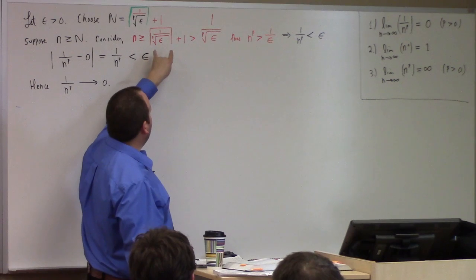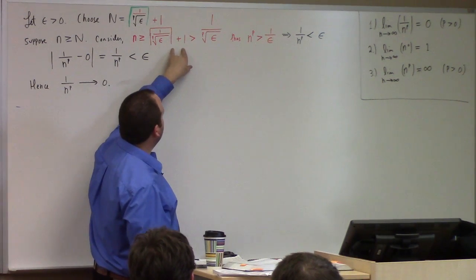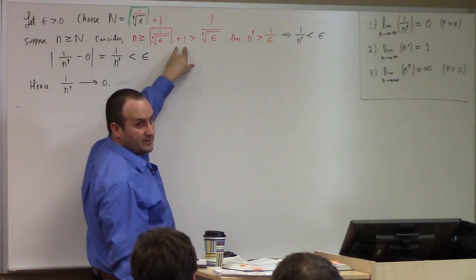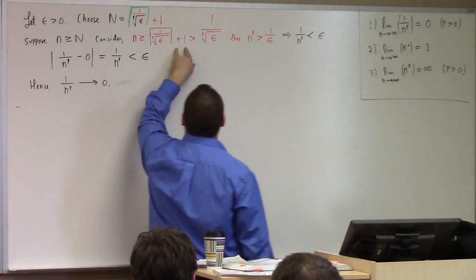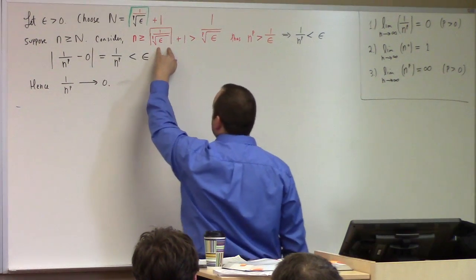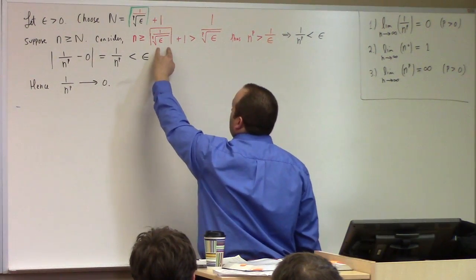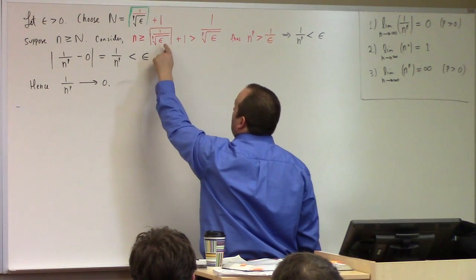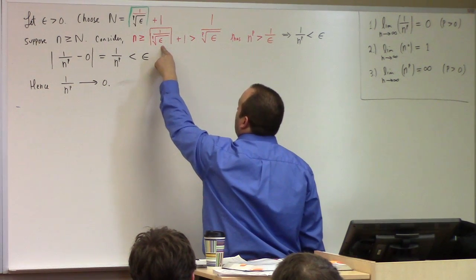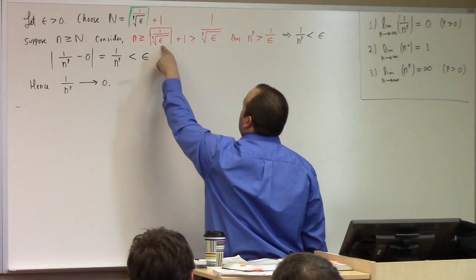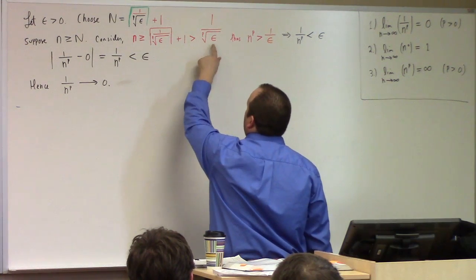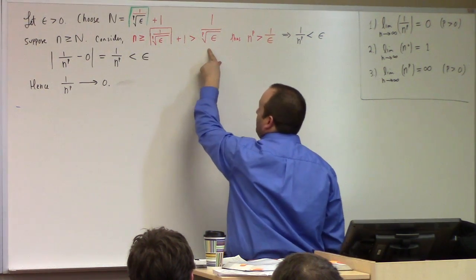But if I drop the 1, then I can say this. Of course, this could be just that again. It could be this plus 1. But in any case, this is definitely strictly less than that.